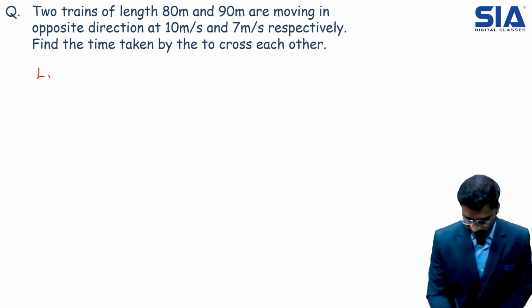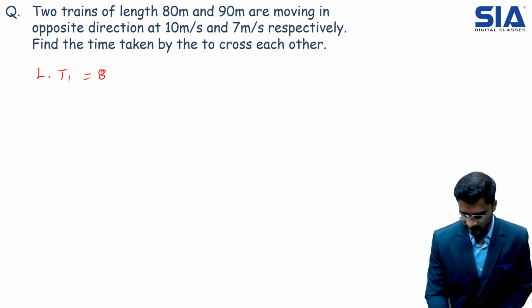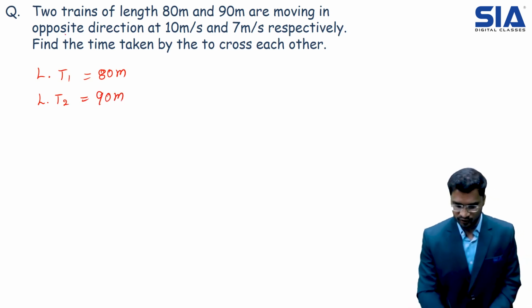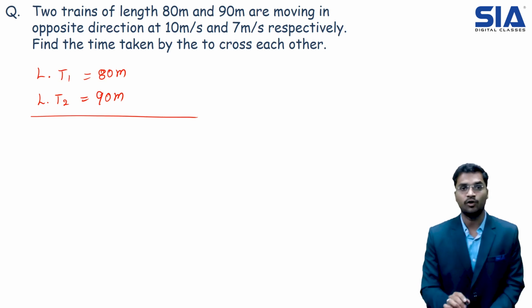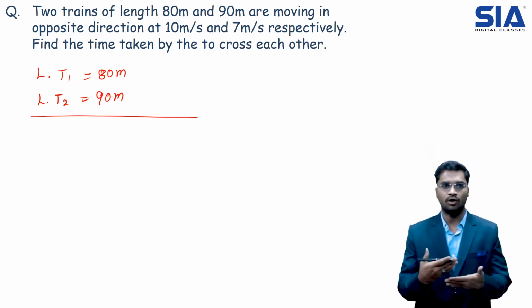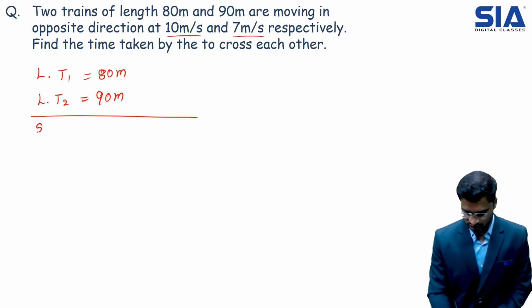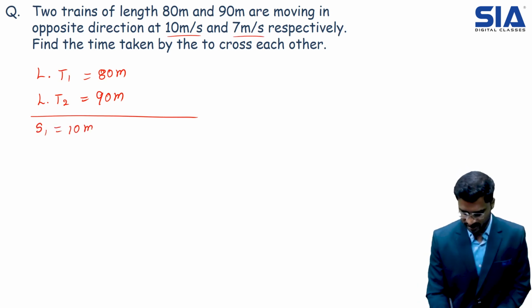Now coming to the next question, which says two trains of lengths 80 meters and 90 meters. So length of train 1 is 80 meters and length of train 2 is 90 meters, are moving in opposite direction. So here what did he say? He said that they are moving in opposite direction with speeds of 10 meters and 7 meters per second. So speed 1 is 10 meters per second, speed 2 is 7 meters per second, and they are going in opposite direction.